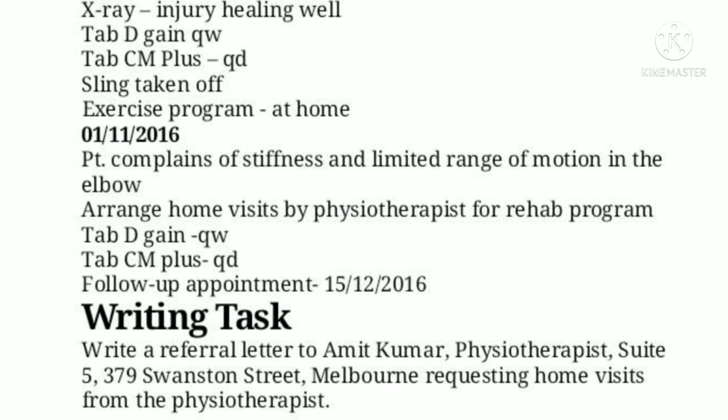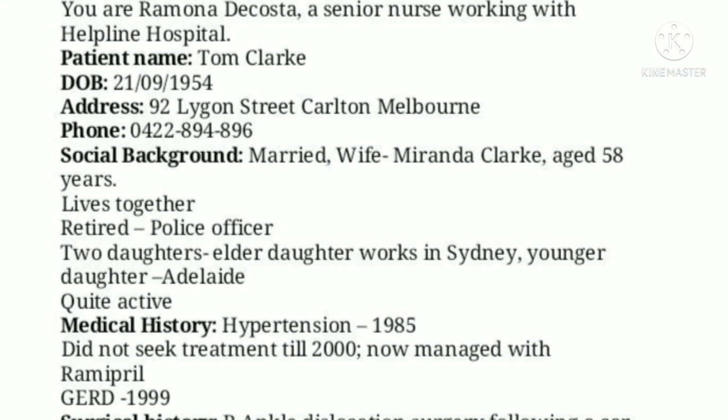So how can we frame a letter? The reader is Mr. Amit Kumar, physiotherapist, Suite 5, 379 Swanston Street, Melbourne. The date is 1st November 2016. Then the salutation, Dear Mr. Kumar. Reference: Mr. Tom Clarke, date of birth 21 September 1954. And how can we write the introduction? I am writing to request home visits for Mr. Tom Clarke, who has stiffness and limited range of motion in the elbow. He requires rehabilitative care and management.